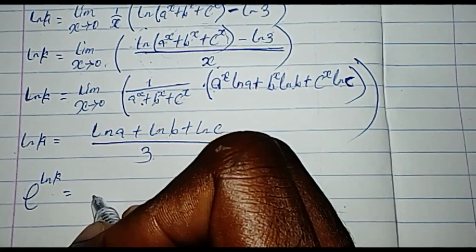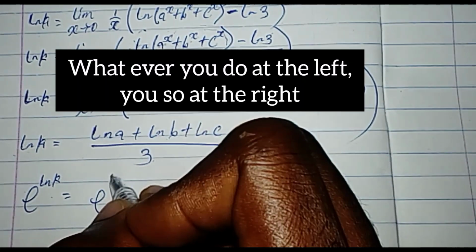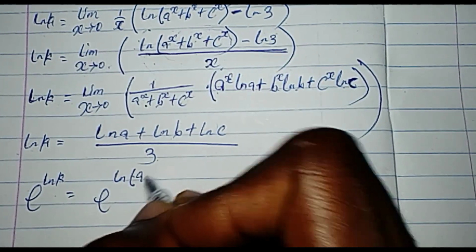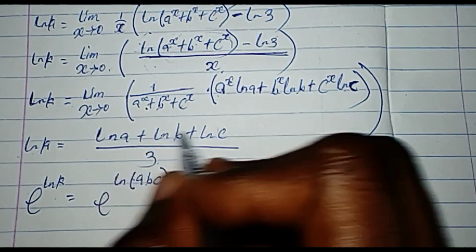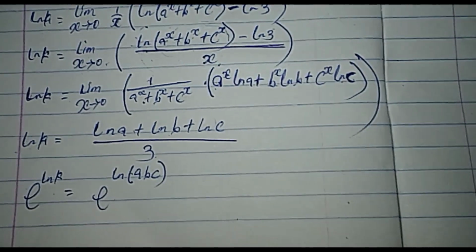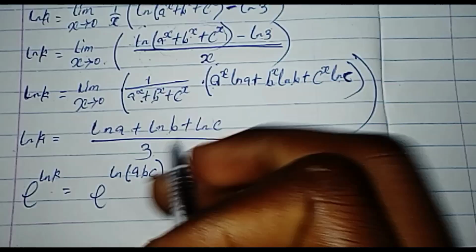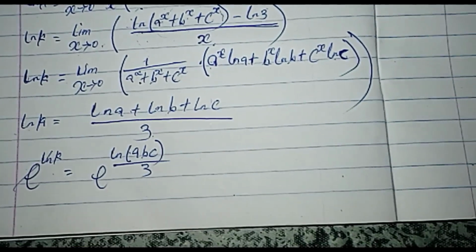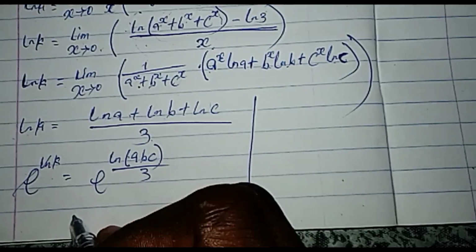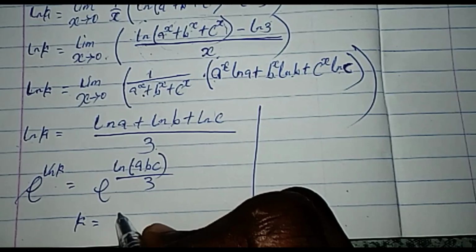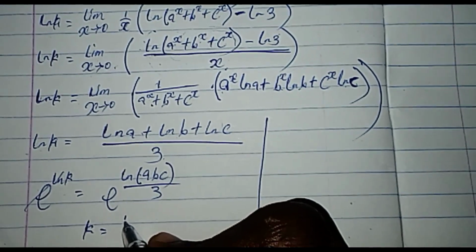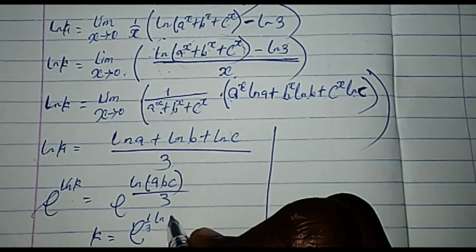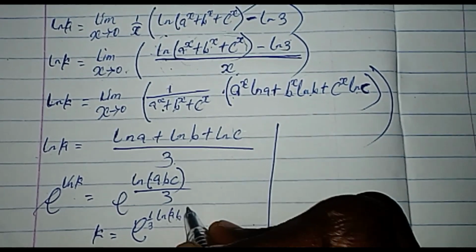equals e to the power of ln. This can be written as abc. We multiply them because they add each other. That is a rule of logarithm. So over 3. So now these cancel out smoothly, and we are left with k equal to e raised to the power of 1 over 3 times ln abc.